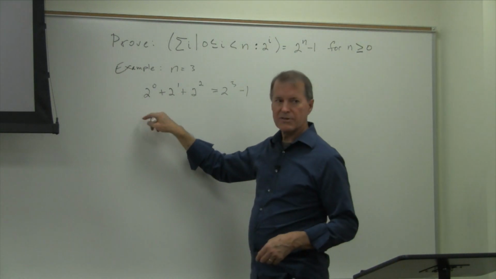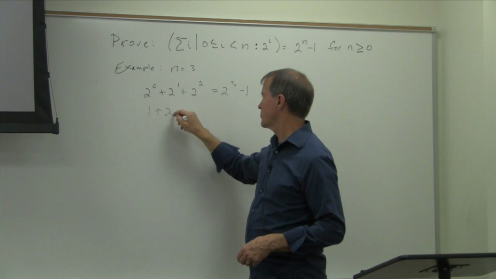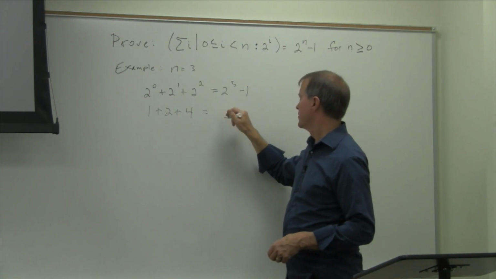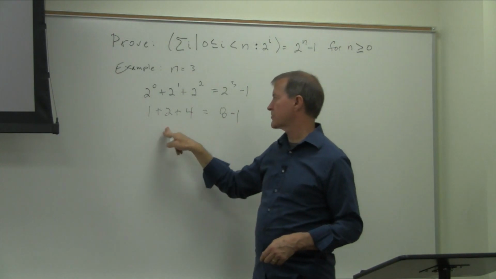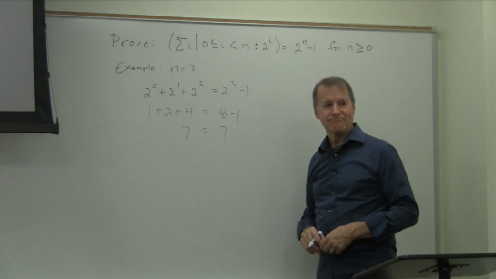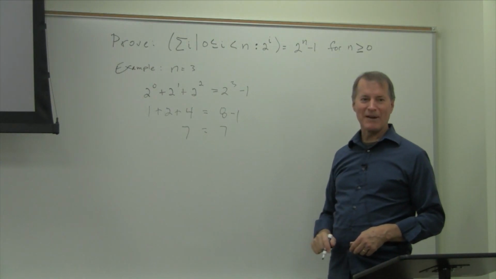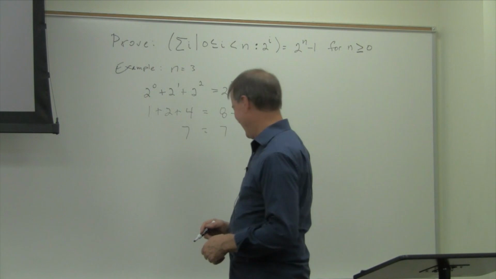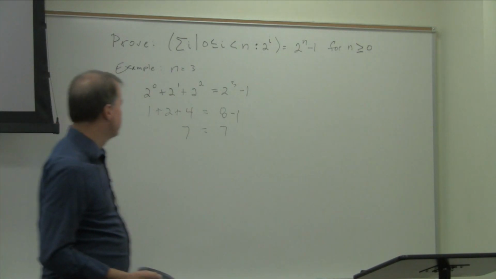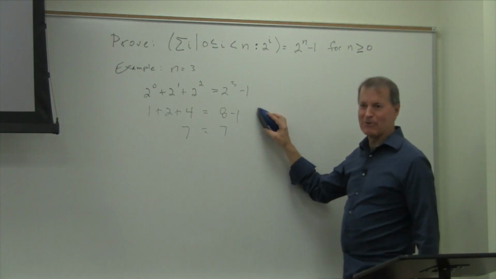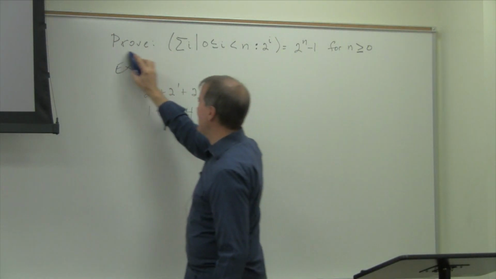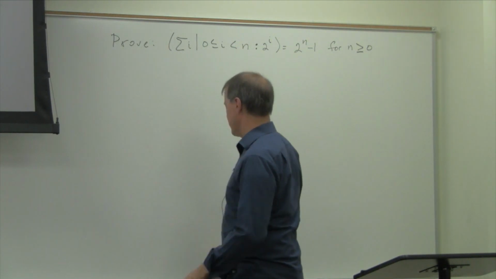Well, what's 2 to the 0? It's 1, plus 2, plus 4, and we're claiming that this is 8 minus 1. Well, 1 plus 2 is 3, plus 4 is 7. 8 minus 1, son of a gun. Amazing. Did we just prove it? No. Proof by example. Unfortunately, we did not just prove it. If you put in an infinite number of examples, well, right, but that's the whole thing about proof by mathematical induction: we don't have enough time or space to do an infinite number.